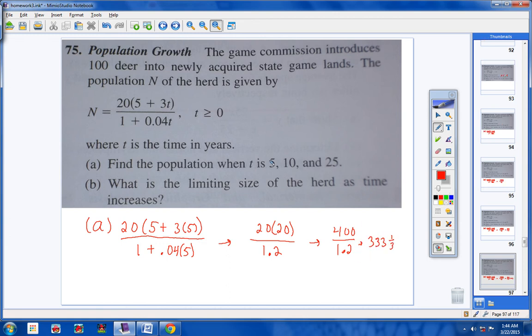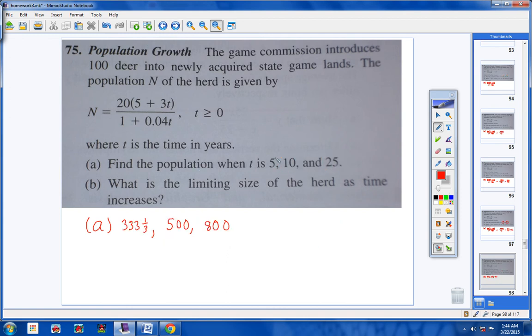Now I'm not going to do that over and over for 10 and 25. I'll just tell you the answers, okay? When you put in 10, you get out 500. When you put in 25 for T, you'll get out 800. So that's the size of the herd after 5 years, 10 years, and 25 years.